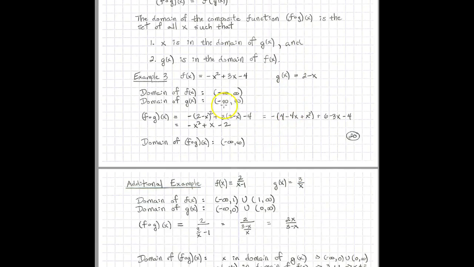So when I look at this example, f of x equals minus x squared plus 3x minus 4, and g of x is 2 minus x. Both of these are polynomials. Their domains are minus infinity to infinity. So f of g of x means take g of x, everywhere I see an x in f of x, plug that in. So f of g of x would be minus the quantity 2 minus x squared plus 3 times the quantity 2 minus x minus 4. And then you could simplify that and you get minus x squared plus x minus 2 after simplification. So the domain of that composition of functions, because the domain of both of these is minus infinity to infinity, is still minus infinity to infinity.